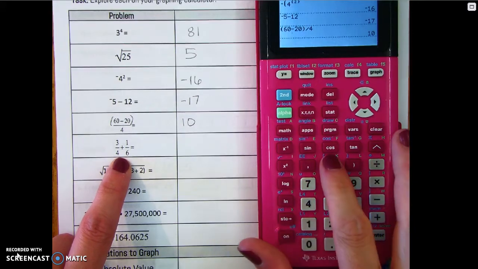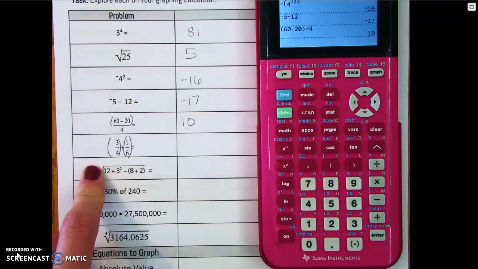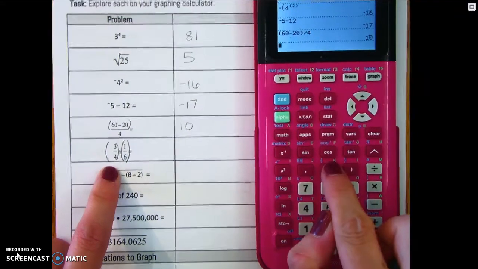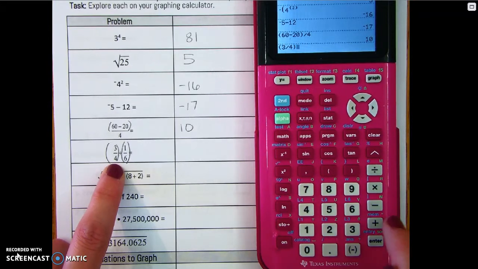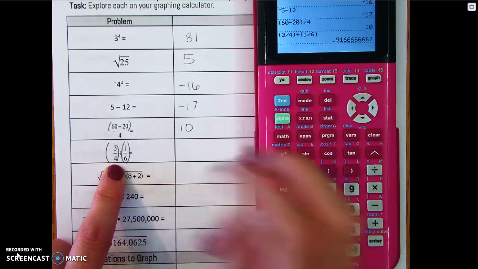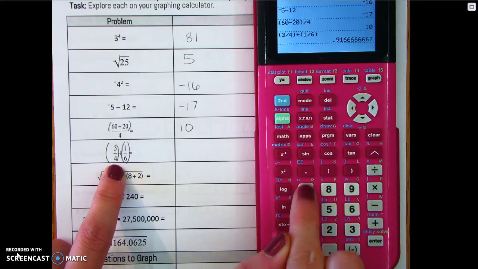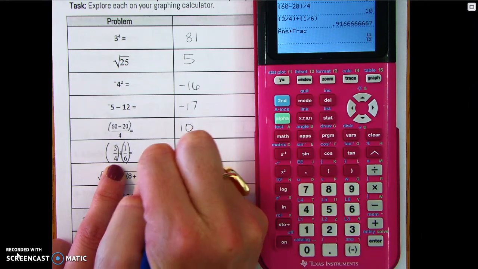For this one, I usually put the whole fraction in parentheses so the calculator doesn't get confused. So parentheses 3 divided by 4 is 3/4 plus parentheses 1 divided by 6. Now remember, if you want to make that a fraction, hit math and number 1 and press enter. And it's 11/12.